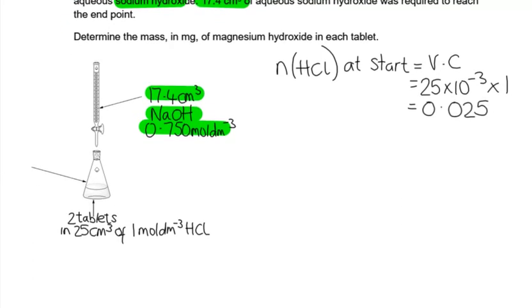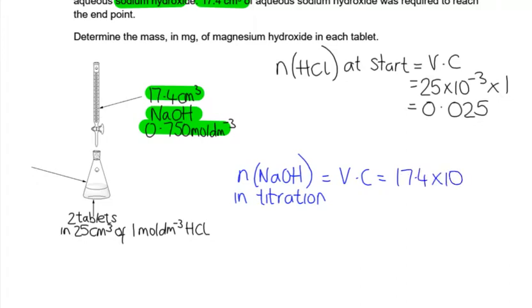They are going to react with our 2 tablets, but we just don't know how much we're spending on the 2 tablets. We don't know how much the 2 woodies cost in the first shop yet. So what we don't know is what's going on in that flask. What we do know is what reacted in the titration. So what we can do is work out how many moles of NaOH are in the titration by doing volume times concentration for that. So 17.4 times 10 to the minus 3 times 0.750. So you could work that out on your calculator.